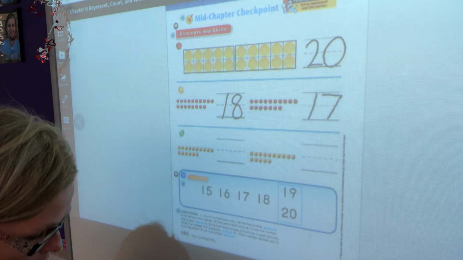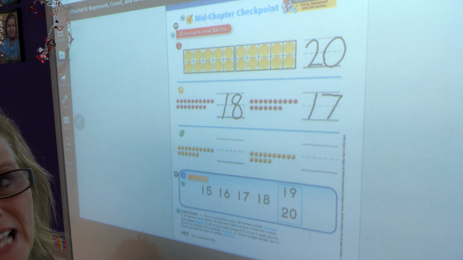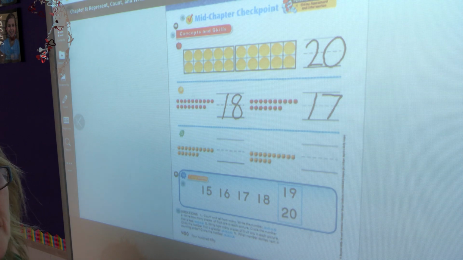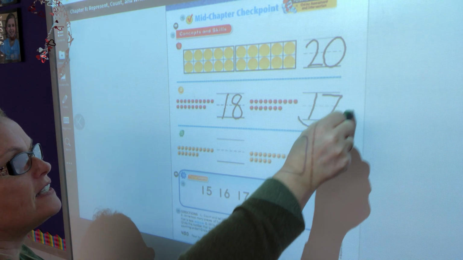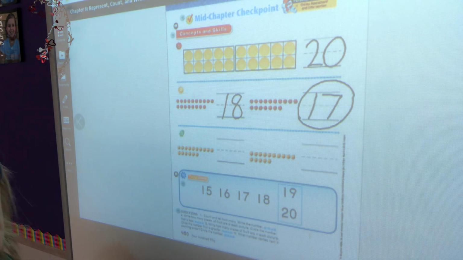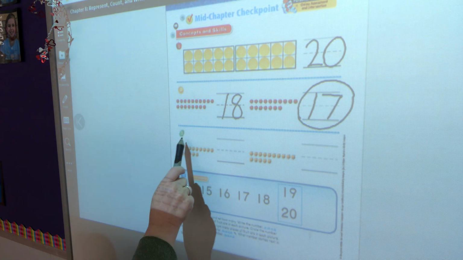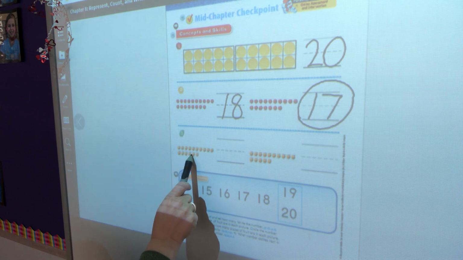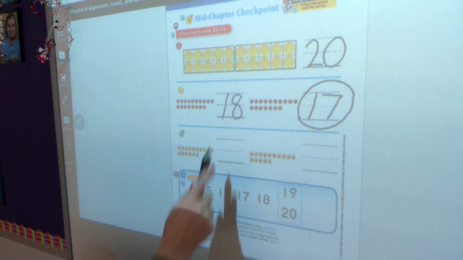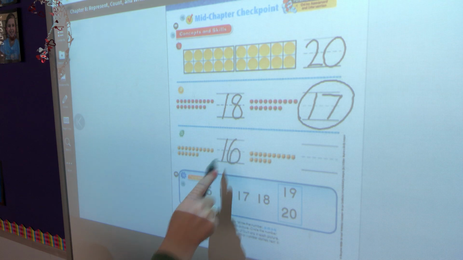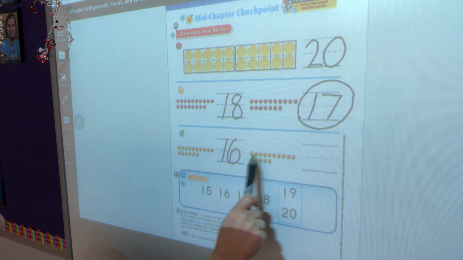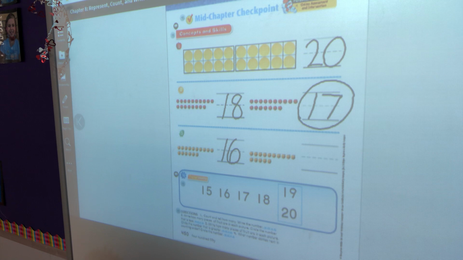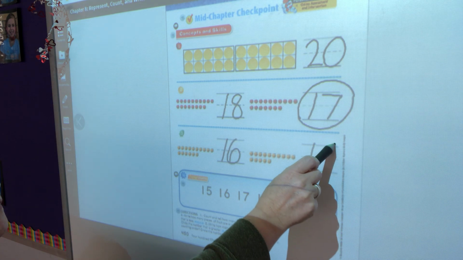Let's compare these two numbers. I would like to know which one is less. Which one is the smallest? If you said 17, you are correct. 17 is less than 18. It's only 1 less. Let's go ahead and count these. I see 10 and count on 11, 12, 13, 14, 15, 16. 16 is a 1 and a 6. Count this one, a row of 10, 11, 12, 13, 14, 15. Do you remember how to write 15? It's a 1 and a 5.